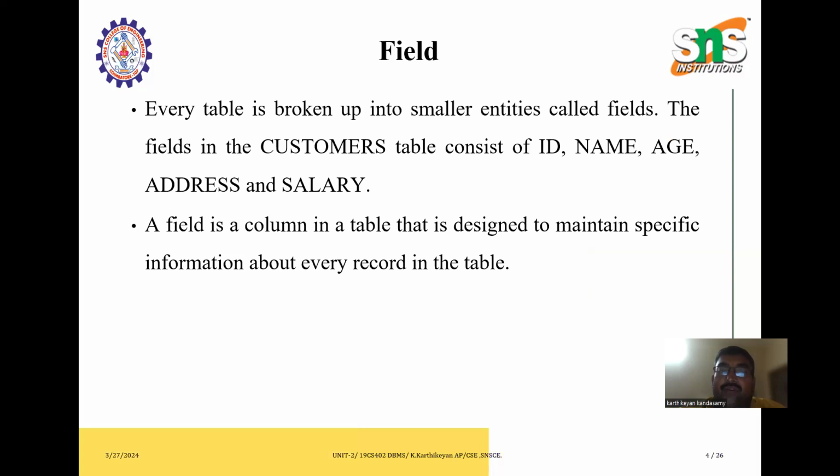This is a field. Every table is broken up into smaller entities called fields. The fields in the customer table consist of ID, name, age, address, and salary. So a field is a column in a table that is designed to maintain specific information about every record in the table.